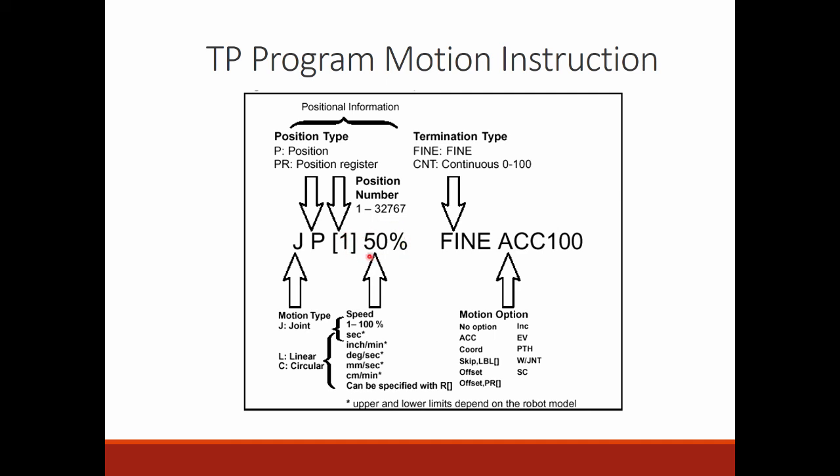And then we also have the percentage of speed of the robot, its termination type, whether that's fine or continuous, and then we have other options that can be added on to the end, be it offsets or some kind of output function, an acceleration callout like what is shown here. And so that's very program specific or motion specific to what we're trying to do.